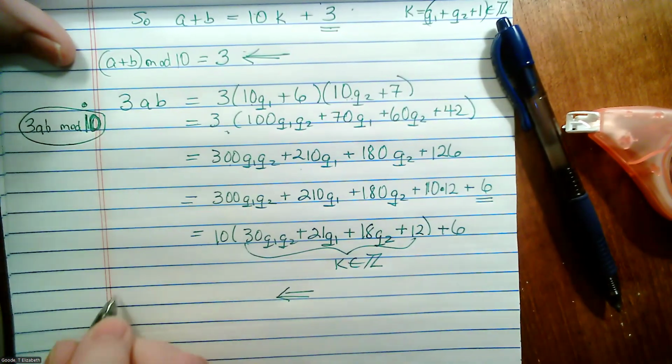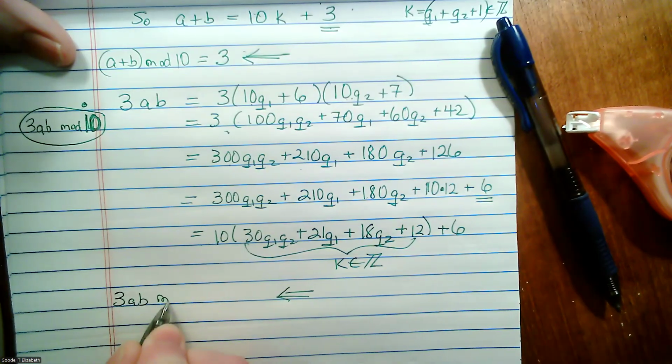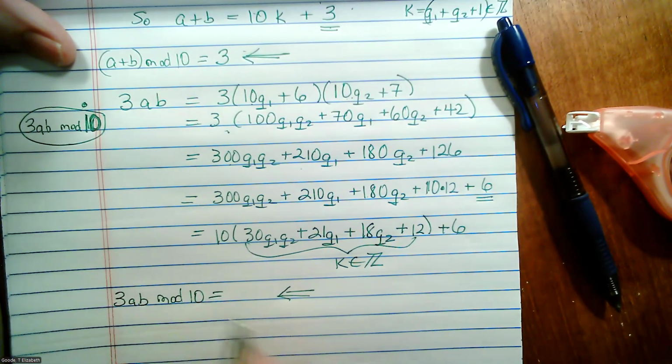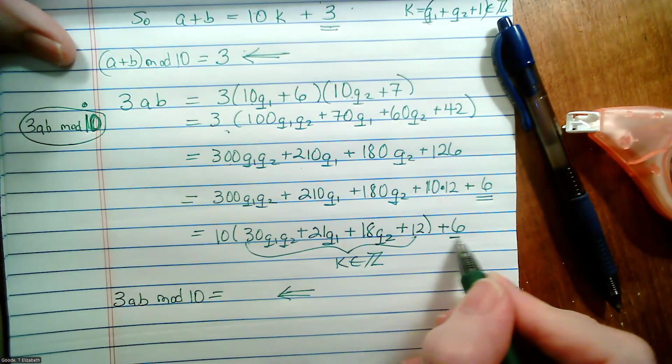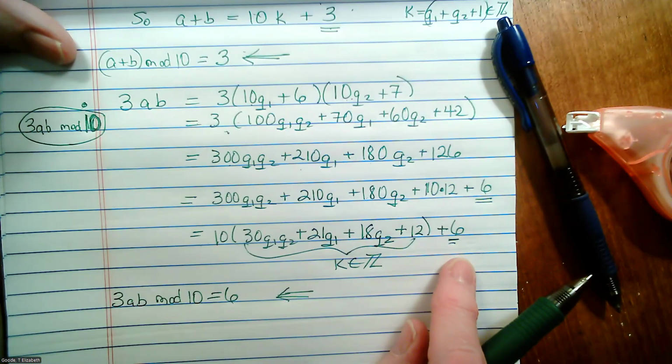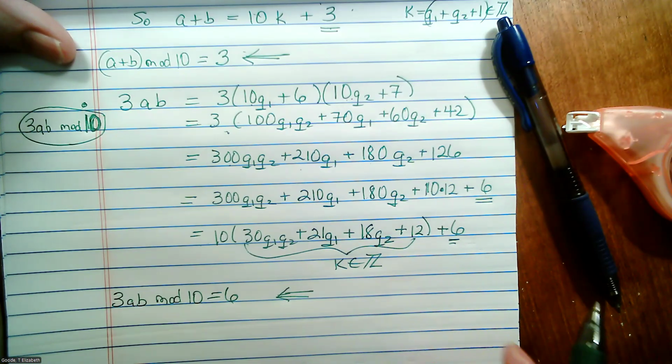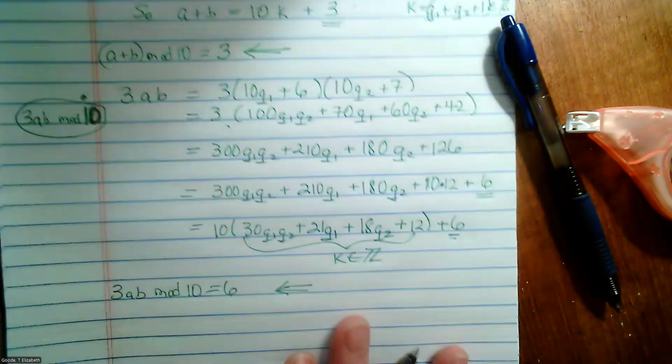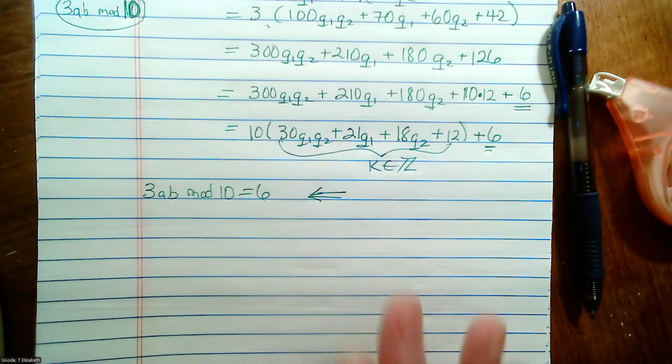And now we go backward. What is 3AB mod 10? Is this 6? Yep. So it actually happens to be the same as A mod 10. They're both 6. They're different numbers, but they both yield a remainder of 6 when we divide them by 10.